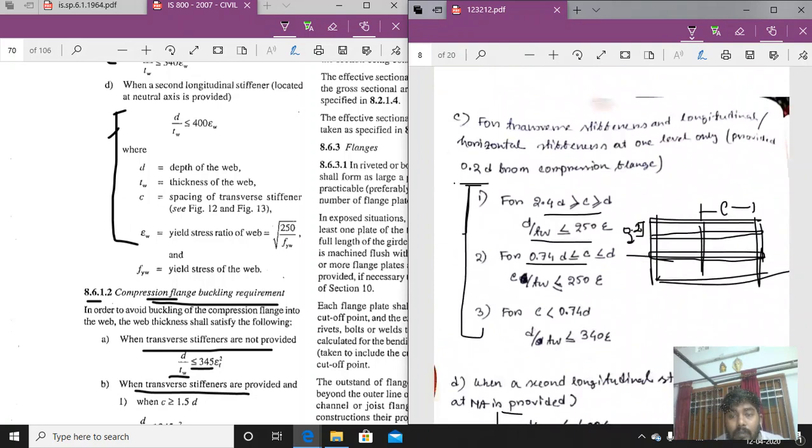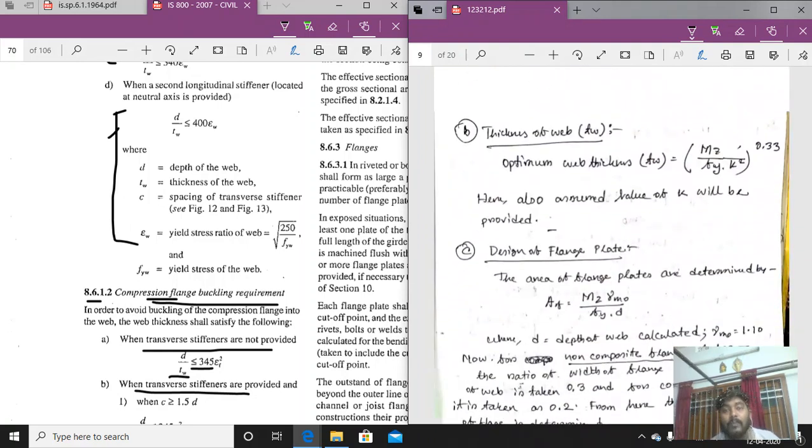The optimum web thickness is determined by the formula (Mz by fy by k) square to the power 0.33. Now we know the value of k and Mz, so the optimum web thickness will be determined. So the web design is complete. We have designed one part of the plate girder, the web member. Now coming to the flange member, the flange plate will be designed.